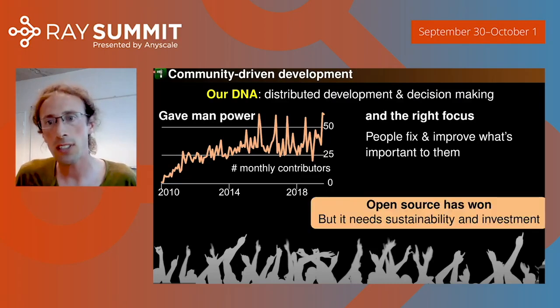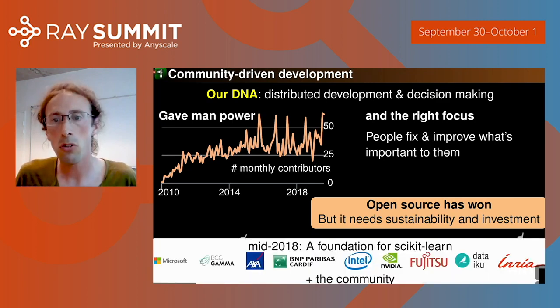So it is fair to say that open source has won. This is a successful open source model. However, it needs sustainability and it needs continuous investment. And more recently, we've turned to private partners. We've built a foundation where we have partners who are mentors, and they help us pay core contributors who work on the project and support the wider community.